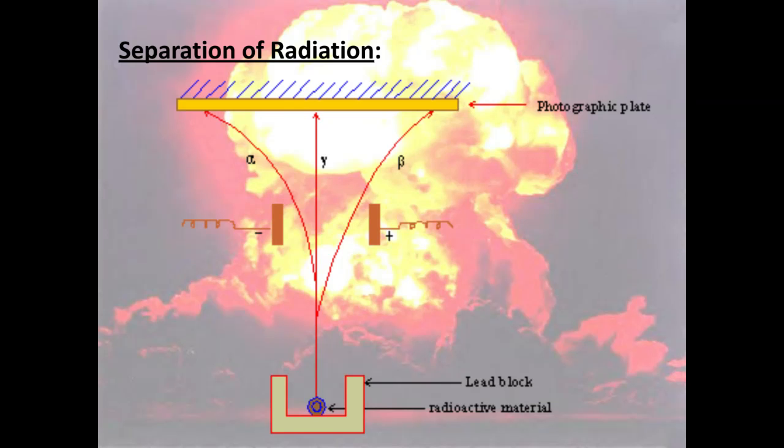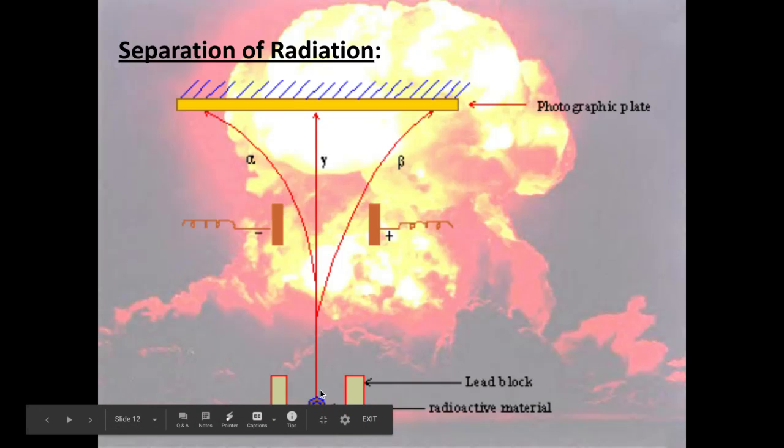Ernest Rutherford and his team also did experiments to separate the different types of radiation. So they took different elements, different radioactive material, and they put positively charged surfaces on one side, we see here on the right in this diagram, negatively charged surfaces on the left, and then they had some sort of photographic paper or plate in the back.